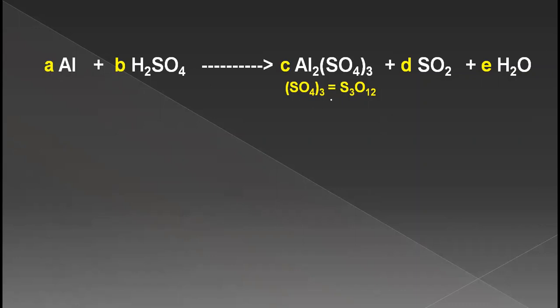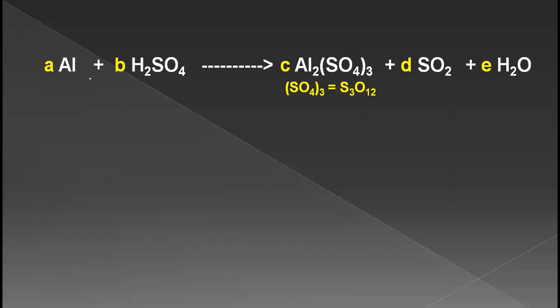Remember, SO4 thrice again refers to S3O12. So in one molecule of aluminum sulfate, we have 3 sulfur atoms and 12 oxygen atoms. Now, since this equation is perfectly balanced, the number of atoms of each element on either side should be equal. Now again, I'm going to write B, C, D and E in terms of A.